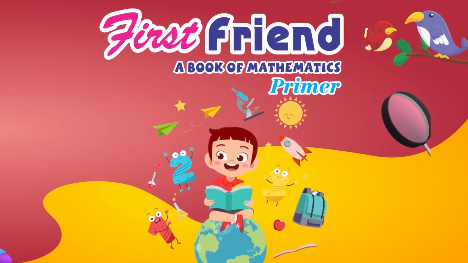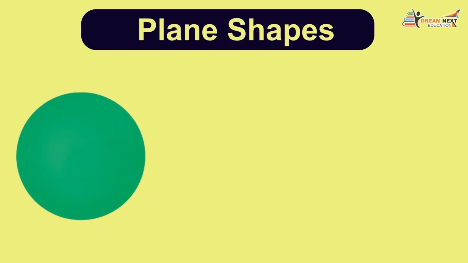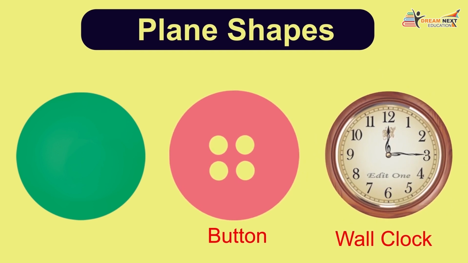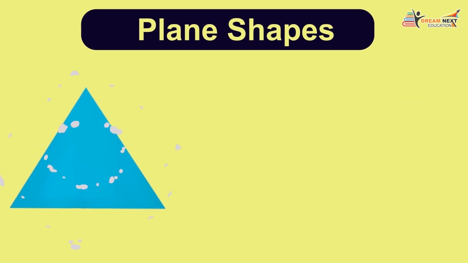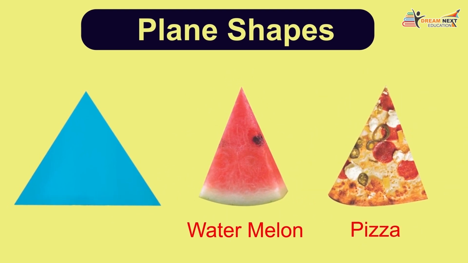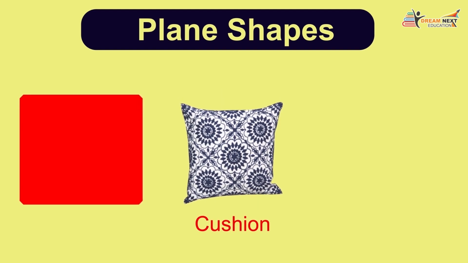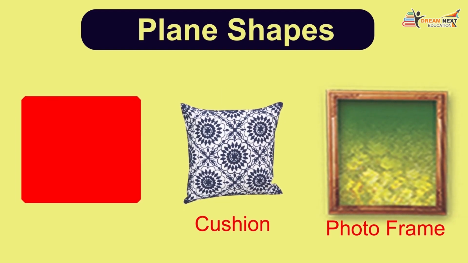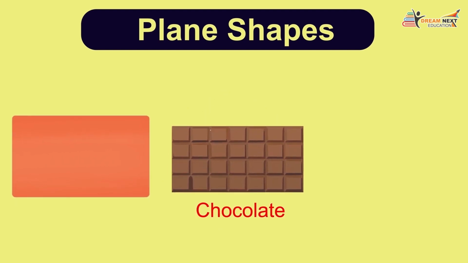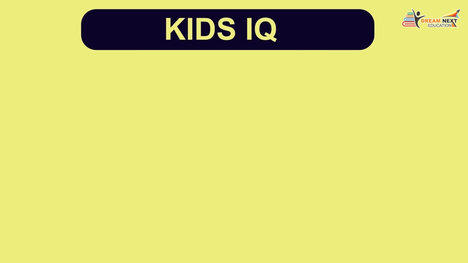Brain, a book of mathematics. Primer. Circle, button, wall clock, triangle, watermelon, pizza, square, cushion, photo frame, rectangle, chocolate, green board.